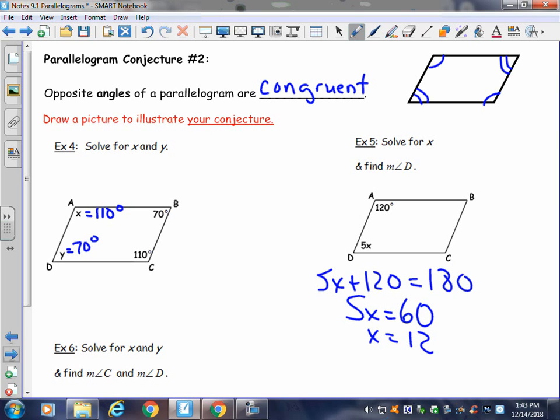The question said find x and find d. Well, I already know d is 60 because that's what makes those two make 180. And I know that x is 12 because 5 into 60 goes 12 times. So I could find d first or I could find x first. It didn't really matter which one I did.